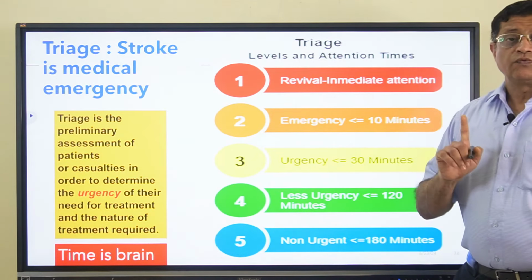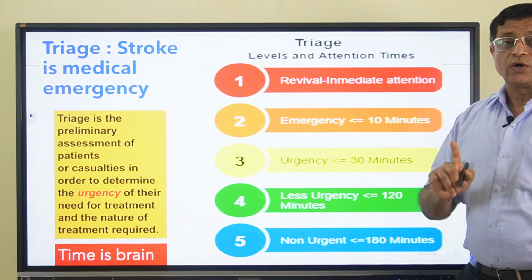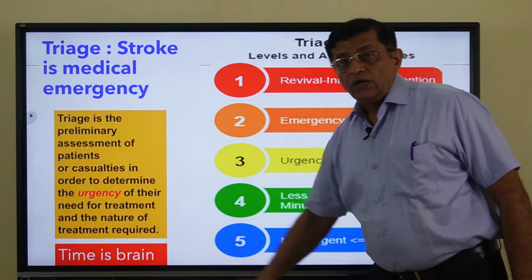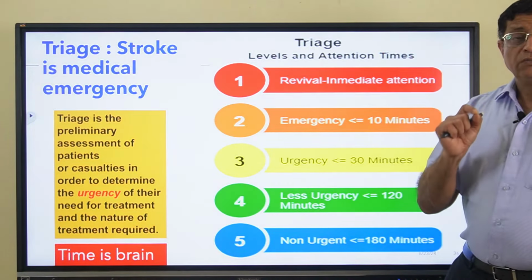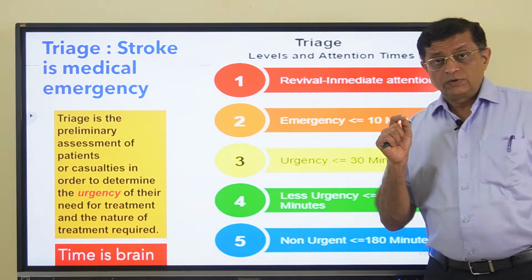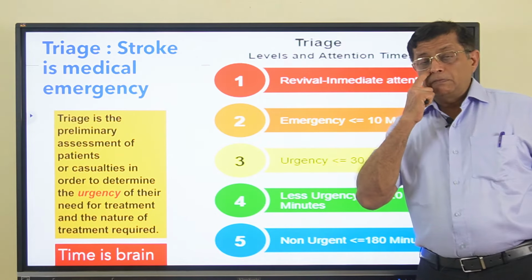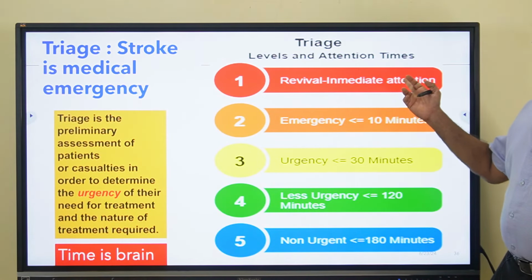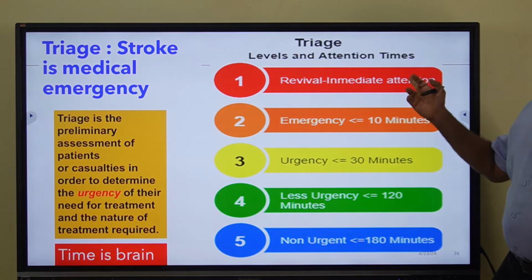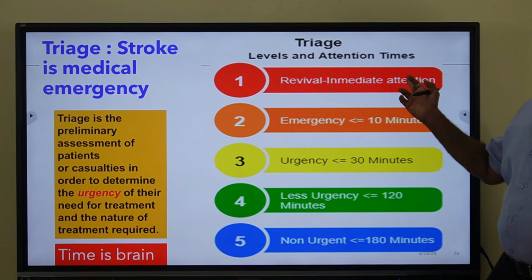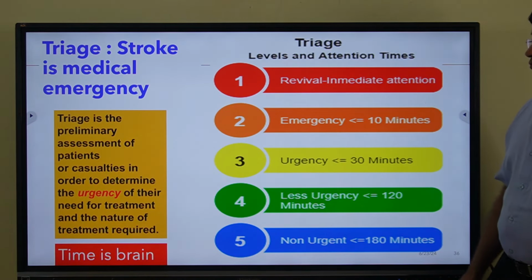Because we have to immediately think of recanalization in stroke, stroke is an emergency. Every minute 1.9 million neurons are dying if it is an ischemic stroke. So every minute of delay means a lot of brain tissue is dying. So this comes in the most urgent treatment care needed. So triage sign red.